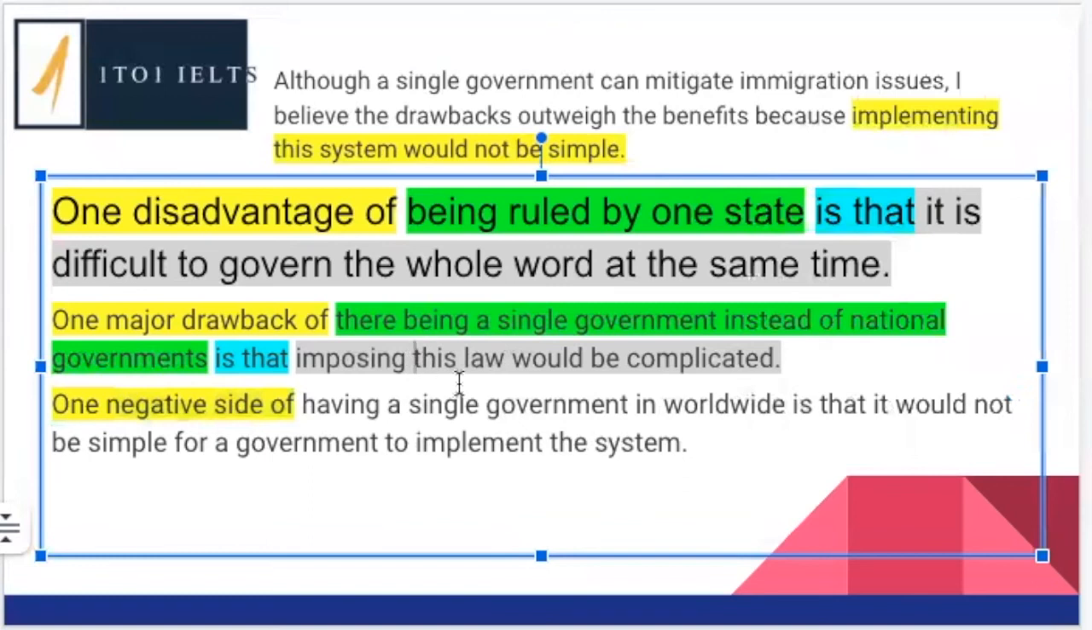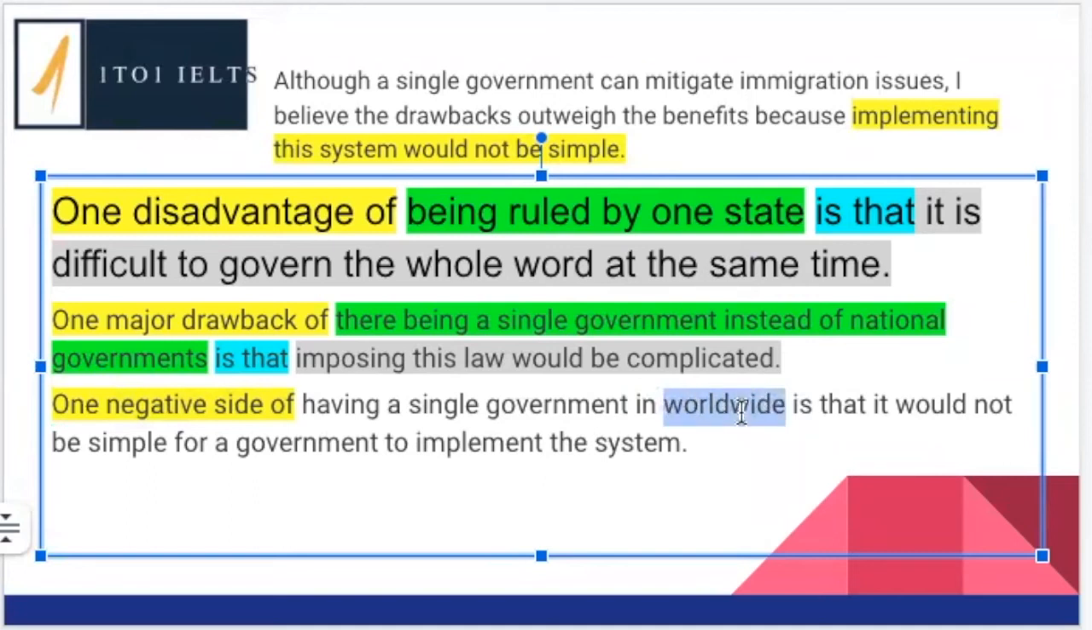Okay, so one negative side, so this is good. One negative side of having a single government in war. Ooh. So here we wouldn't actually use this prepositional phrase. You could say in the world, because worldwide is an adjective.